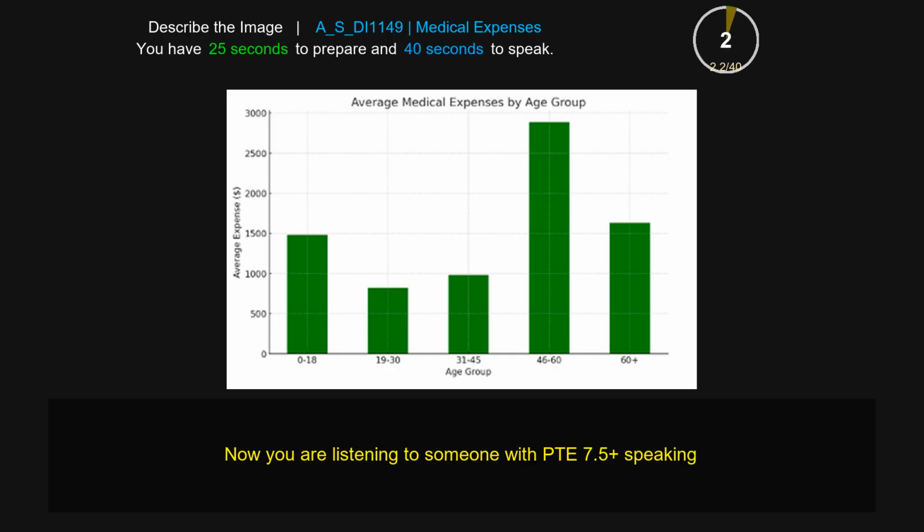This paragraph gives information about average medical expenses by age group. From this picture, age from 46 to 60 years old is the highest expenditure of the medical, and it's about 3,000. And 60 plus is the second highest, which is about $700. And also 0 to 18 years old is about 1,500. And also age group of 19 to 30 is the lowest, which is about 700. In conclusion, this picture shows information about average medical expense.